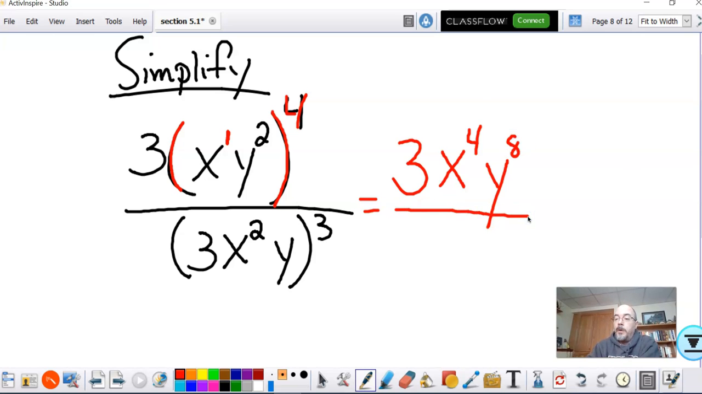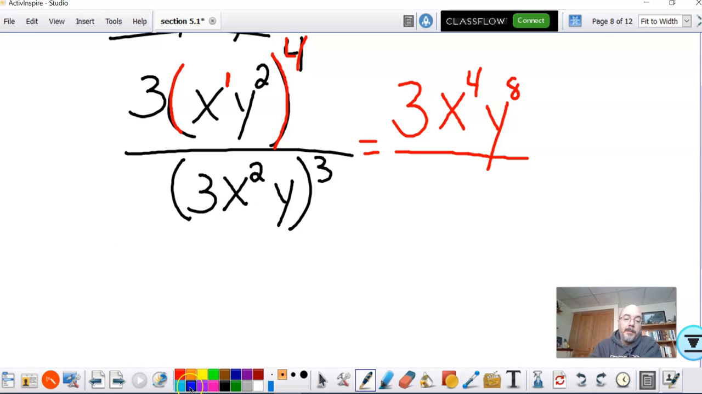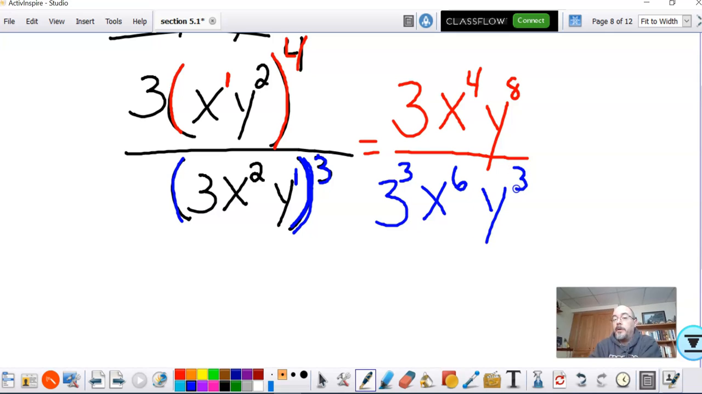Okay, now, on the bottom, let me switch colors here. You'll notice, ladies and gentlemen, that on the bottom, that 3 is included in the parentheses, and there's a 3 exponent on the outside. Well, that exponent does go to the 3, so that's 3 to the 3rd power. And then we multiply the 2 and the 3 together, so that's x to the 6th, and there's a 1 on the y, so that's multiply. We get y to the 3rd.